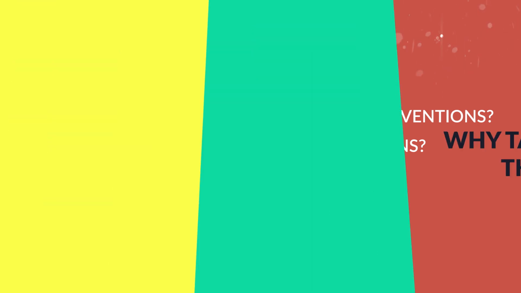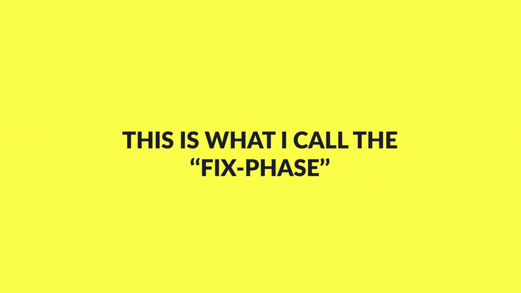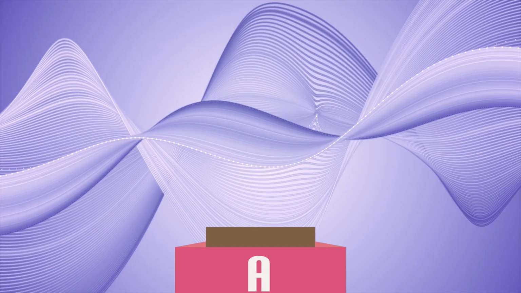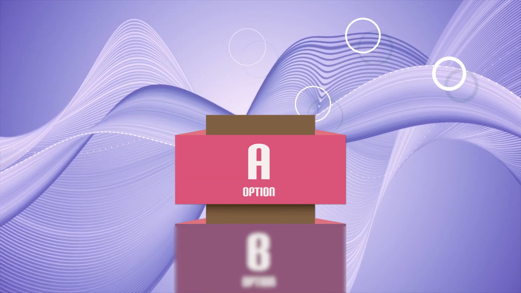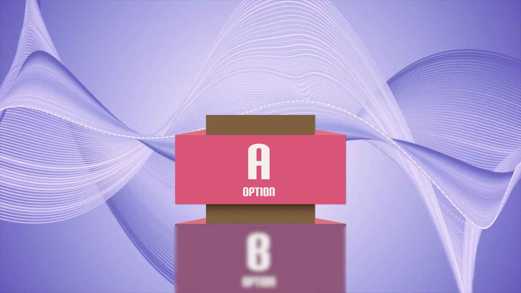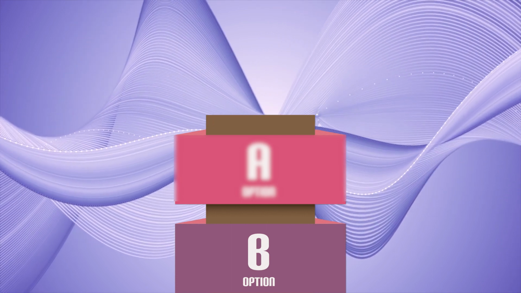Now, why take a broad look at the possibilities? Having understood the context of the challenge, we take a broad look because this is what I call the fixed phase of a challenge. And at this stage, you will review all the possibilities. What are the options available? How much time is there for us to resolve the existing challenge? If I choose option A and not option B, to what extent will option A resolve the challenge? Likewise, to what extent will option B resolve the challenge without recurring as a challenge?